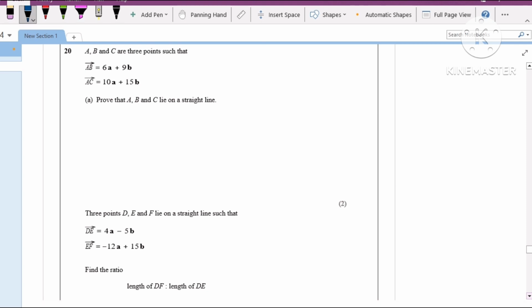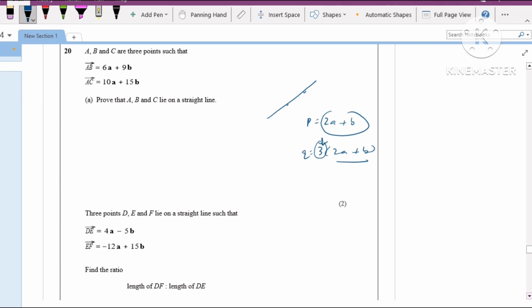Prove that A, B, C lie on a straight line. Points lie on a straight line when two vectors are scalar multiples of each other. It means the vector will be the same, like 2a plus b and 3 times 2a plus b. If vector p is this and q is this, these two brackets are the same, only the difference is numbers. This is called a scalar multiple.